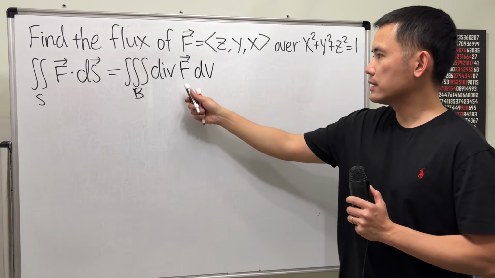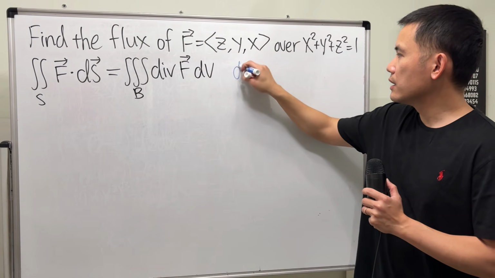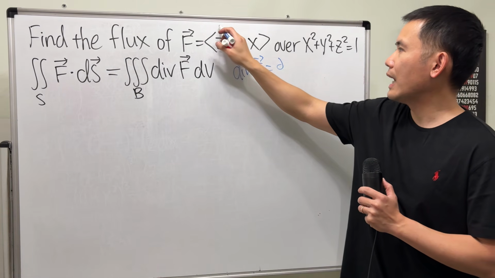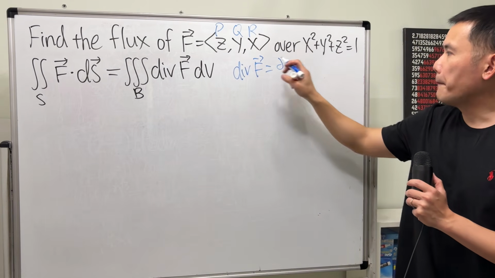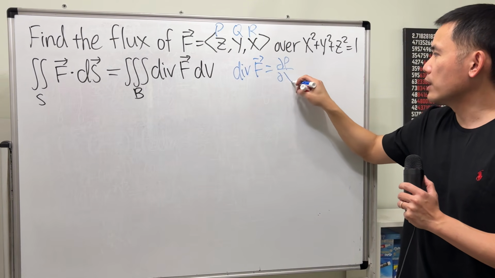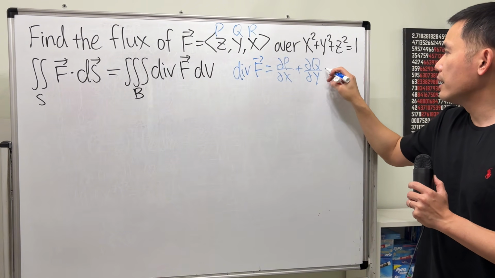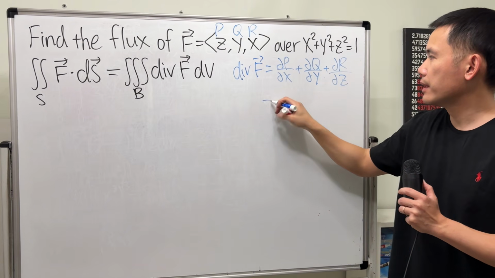So now, let's go ahead and find the divergence of F. So by definition, divergence of F is equal to the partial, and here we have P, Q, R. Look at P and do the partial with respect to x. Look at Q and do the partial with respect to y. And look at R, do the partial with respect to z.